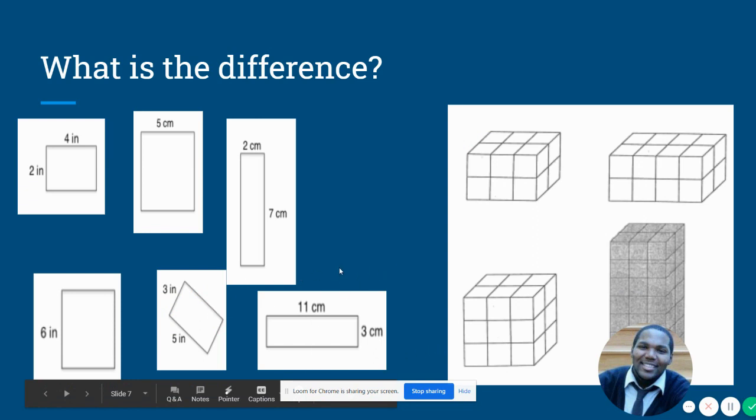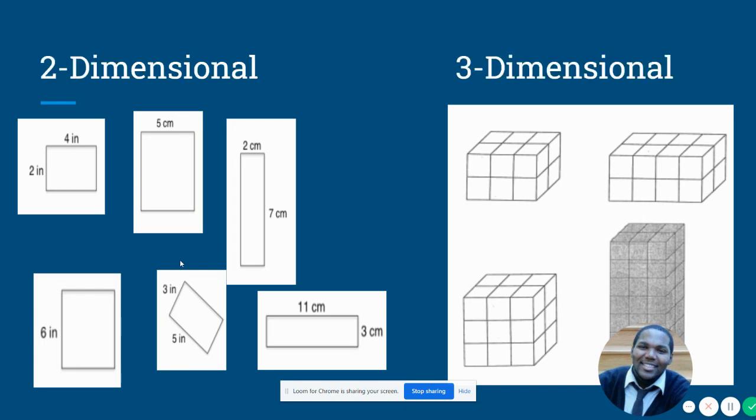So I have a question for you. What's the difference between the images that you see here on the left and the images that you see over here on the right? That's right. All the images on the left are two-dimensional shapes, and the figures on the right are three-dimensional shapes. Our two-dimensional shape, we calculate that by area. And the formula for area is what? Go ahead and put that in the comment section.